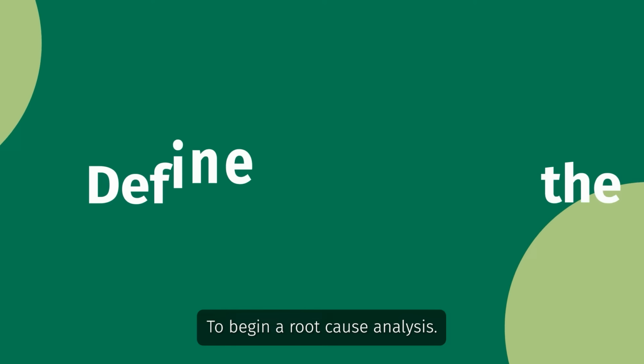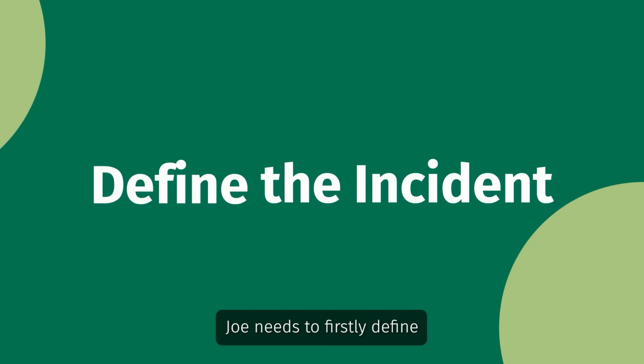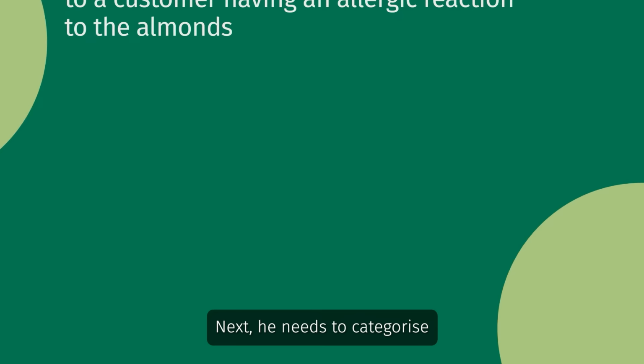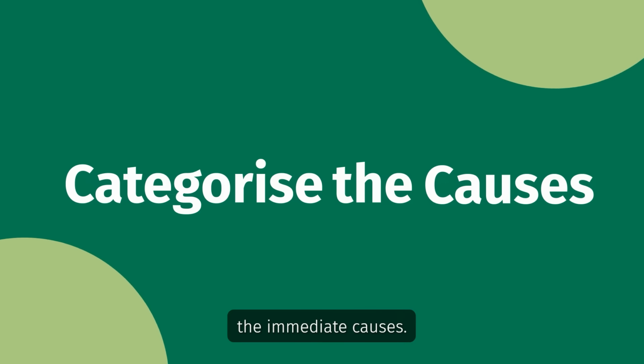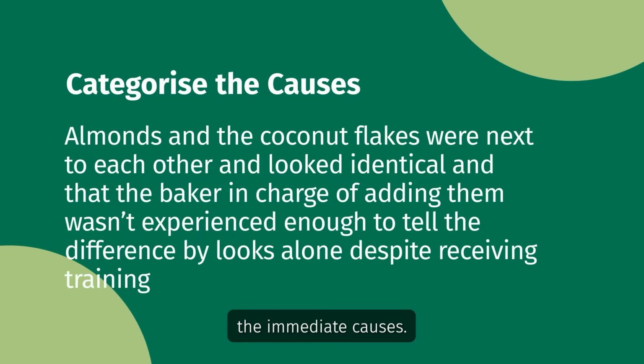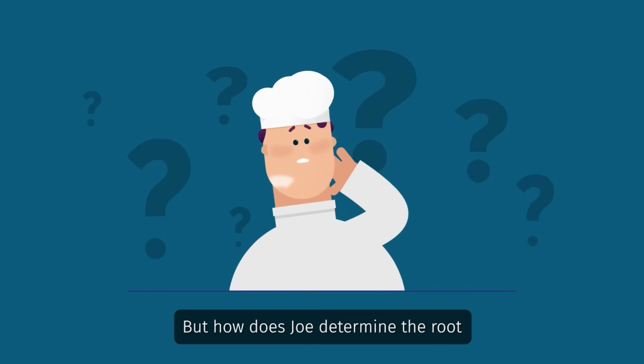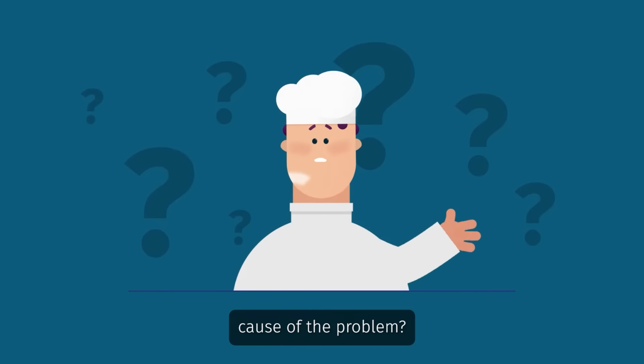To begin a root cause analysis, Joe needs to firstly define the incident. Next, he needs to categorize the immediate causes. Then he'll need to determine the root cause, define the preventative actions needed, and finally, review the process. But how does Joe determine the root cause of the problem?